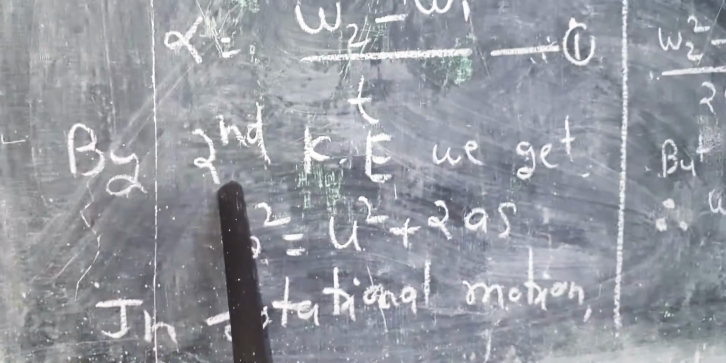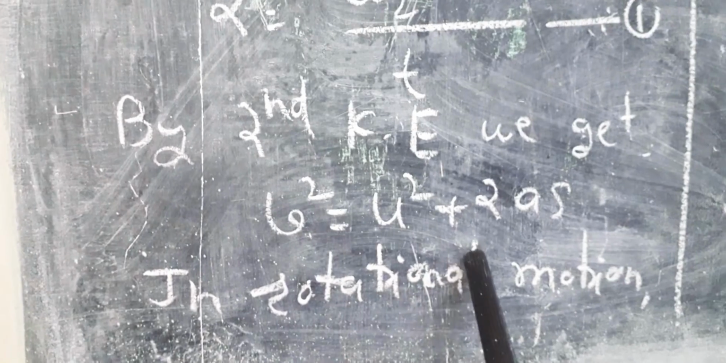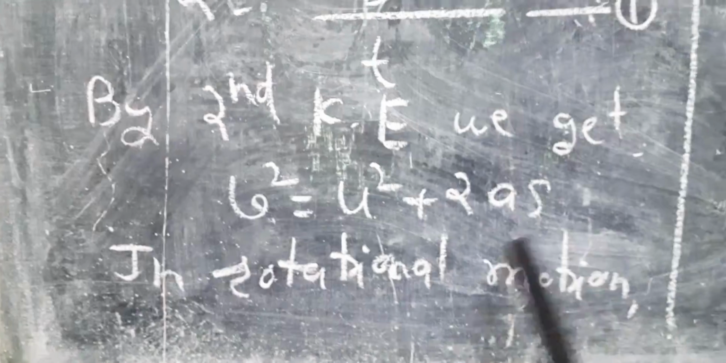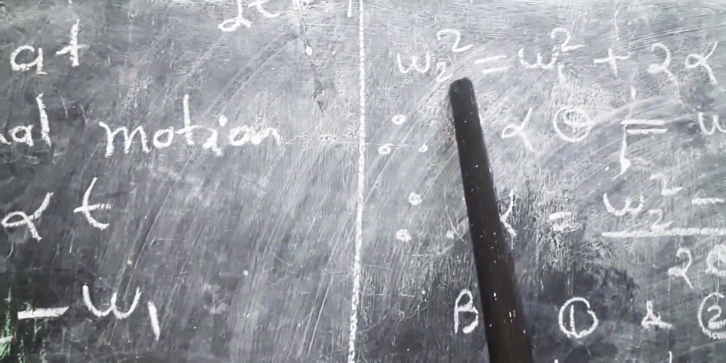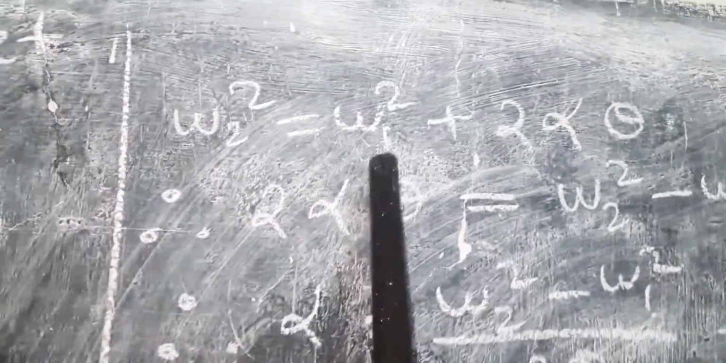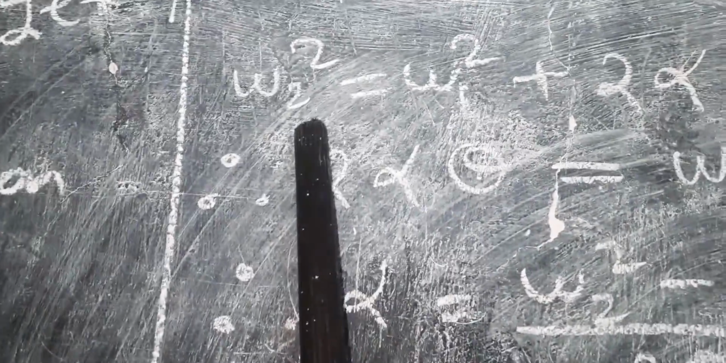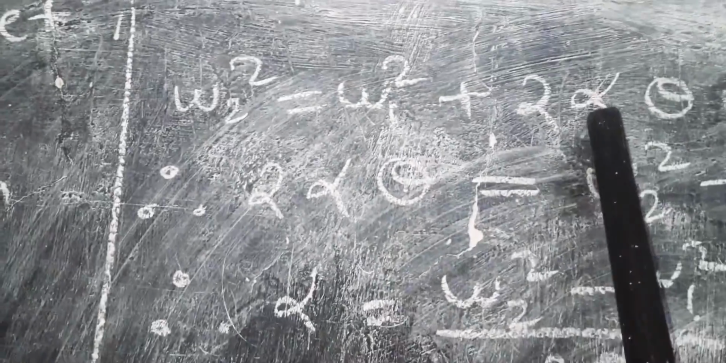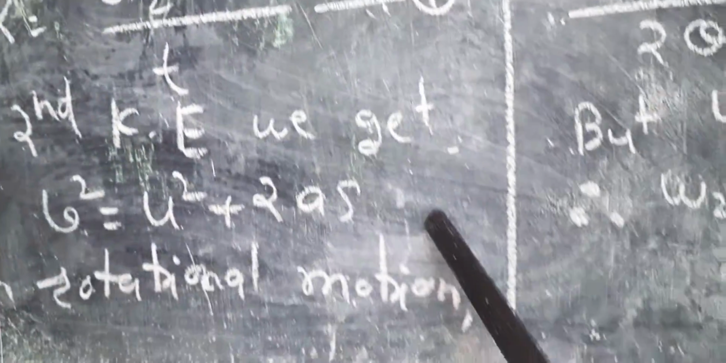Now the second kinematical equation. What is the second kinematical equation? v square is equal to u square plus twice as. So in rotational motion, we get omega 2 square is equal to omega 1 square plus twice alpha theta. In place of v, we write omega 2. In place of u, we write omega 1. In place of a, we write alpha, angular acceleration. And in place of s, we write theta.